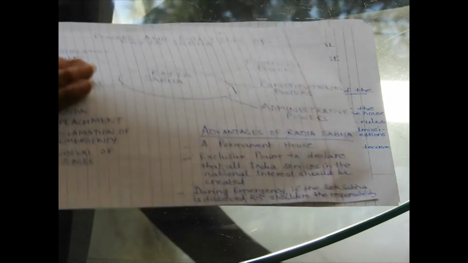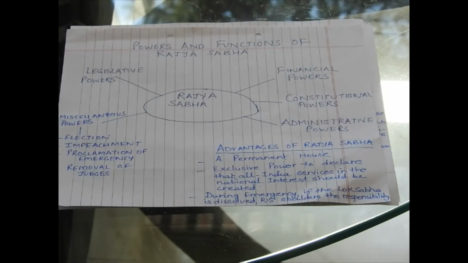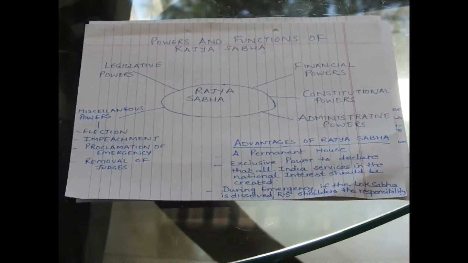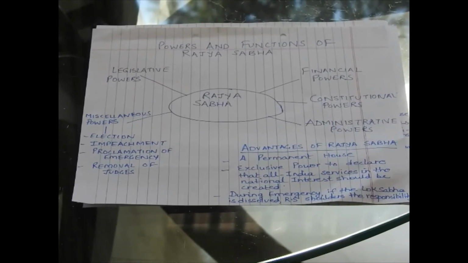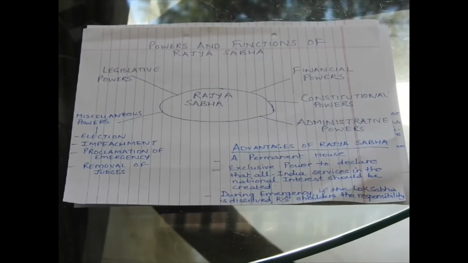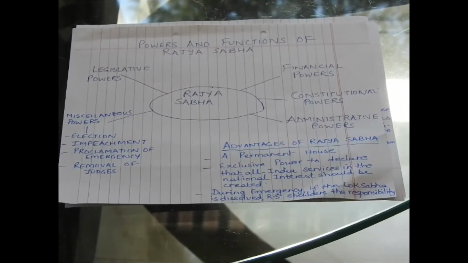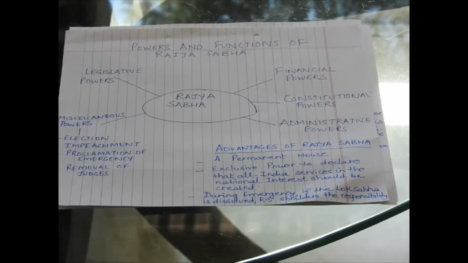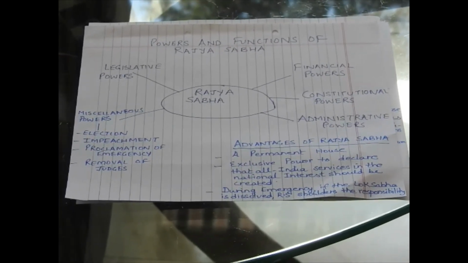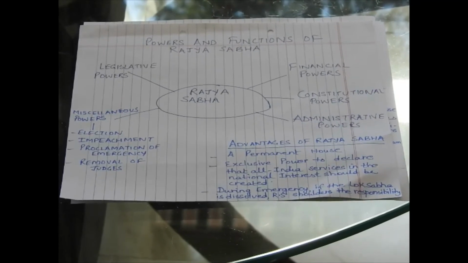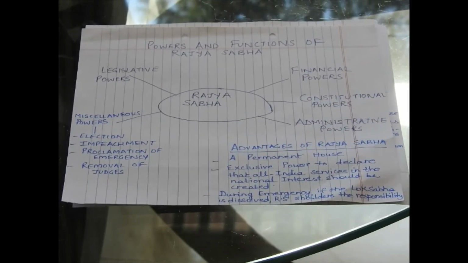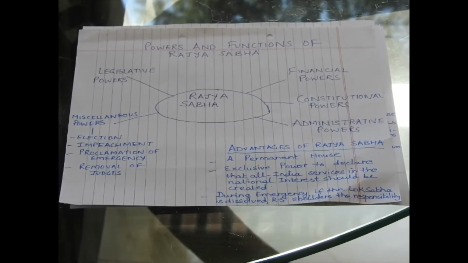Let us come to the second house, that is the Rajya Sabha, Council of State. It is a very important house. It is not a superfluous house. Why? Because when Lok Sabha is not in session, Rajya Sabha is a permanent house. It is always in function. So it is also equally important. I already explained to you the term, the composition, quorum, and qualifications of Rajya Sabha.